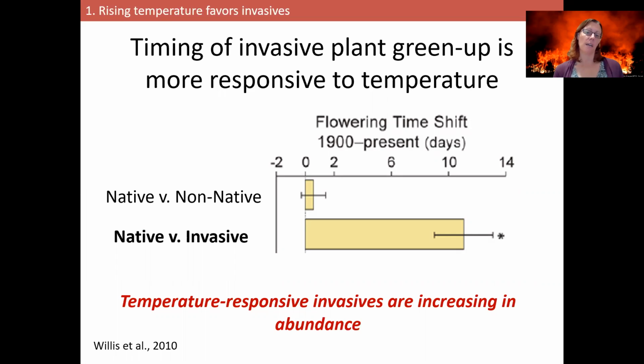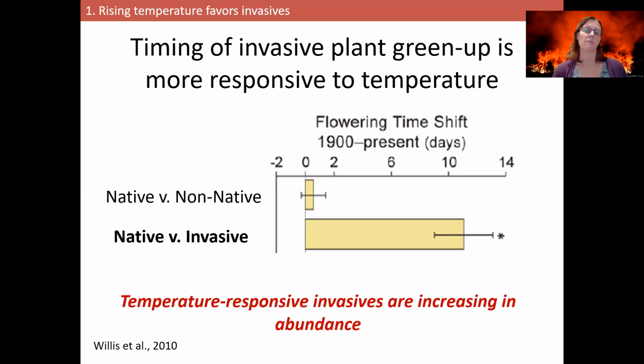Those species, they hypothesized, tended to be responding to daylight as their cue for when they would green up in the spring. Whereas when they looked at invasive species, the invasive species, when compared to the natives, had shifted their flowering time back by 10 or 11 days over this 100-year period.